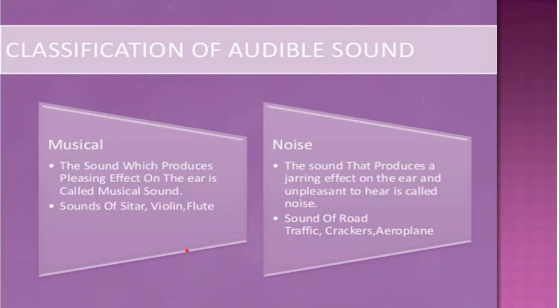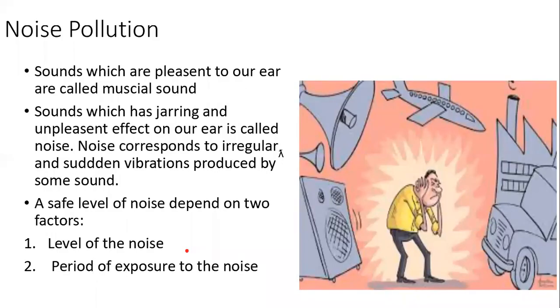So any sound which produces a pleasing effect on our ear is called musical sound, and the sound which produces an unpleasing effect is called noise. Noise pollution. Sounds which are pleasant to our ear are called musical sound. Sound which has a jarring and unpleasing effect on our ear is called noise. Noise corresponds to irregular and sudden vibration produced by some sound. Harmful level of noise depends on two factors: level of the noise, and period of exposure to the noise.